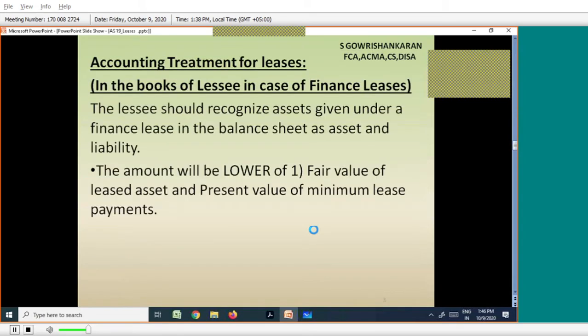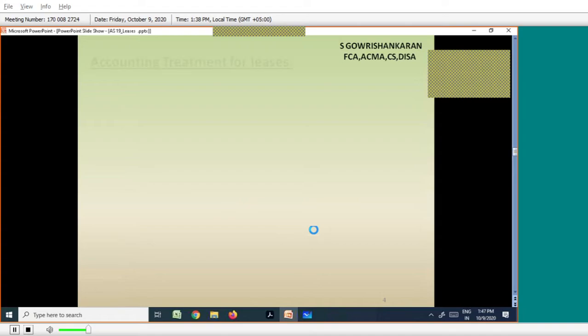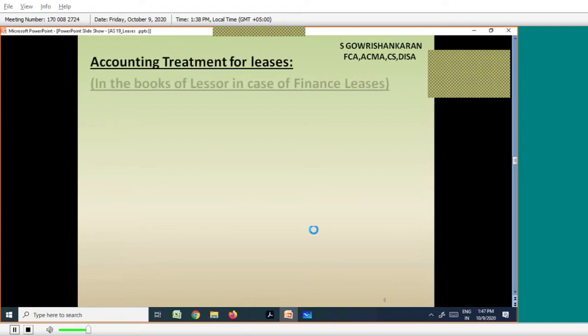Next step is accounting in the books of lessee in case of finance lease, which we covered in the previous class. Now we are going to discuss the accounting treatment for leases in the books of lessor in case of finance lease. In this class we are going to cover the books of lessor in case of finance lease.